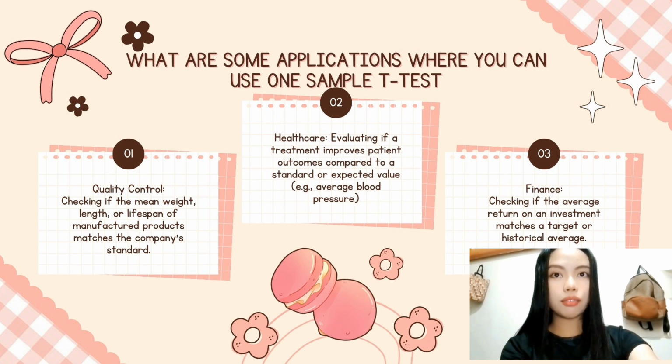Example: average blood pressure. Number 4. Agriculture. Comparing crop yield from a new fertilizer to the expected yield. Number 5. Finance. Checking if the average return on investment matches a target or historical average. Number 6. Environmental science. Testing if the average pollution level in an area differs from a regulated standard.